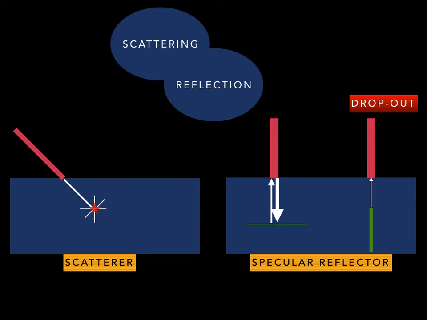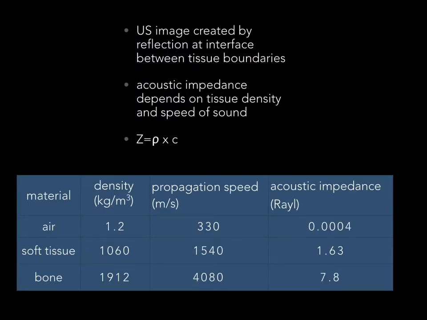A special case of scattering is Rayleigh scatterers. When the dimension of the object is much less than one wavelength, they reflect the ultrasound equally in all directions. Red blood cells act like this, and this is the basis for Doppler echocardiography. The amount of ultrasound reflected depends on relative changes in acoustic impedance between two tissue boundaries.